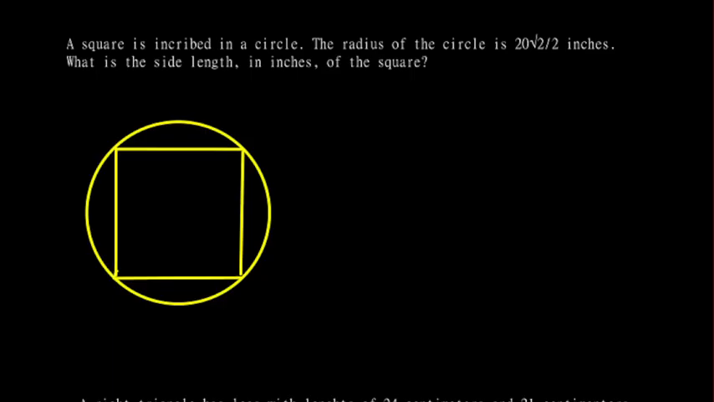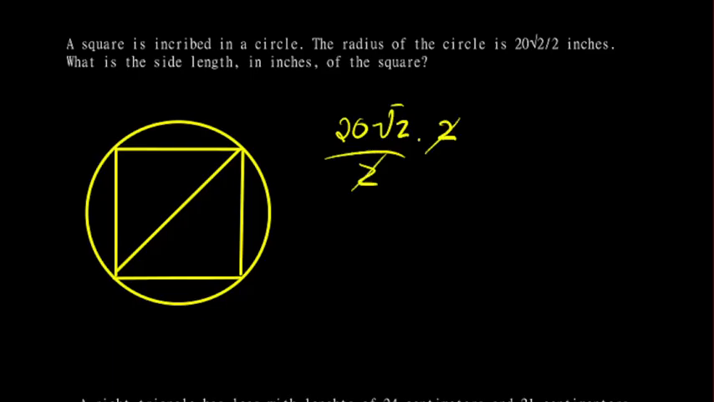So we're gonna trace a diagonal here, and we can realize that the diagonal of the square is exactly 2 times the radius of the circle. So the radius is 20 multiplied by square root of 2, divided by 2. The 2s are gonna be cancelled out, and the diagonal of the square is 20 multiplied by square root of 2.